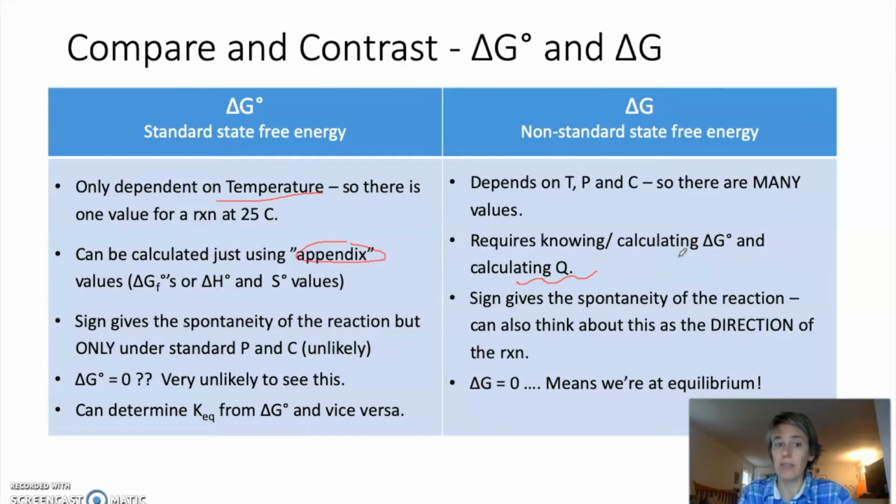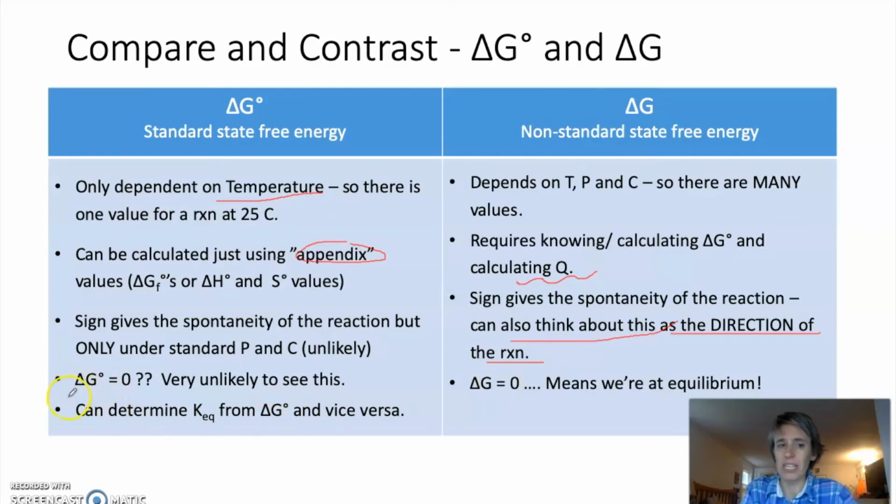Well, standard state free energy gives the spontaneity of the reaction, but only under those standard conditions. Whereas non-standard state free energy gives the spontaneity of the reaction under any concentration or pressure conditions. And the kind of cool way to think about this is it tells us which direction the reaction is going in.